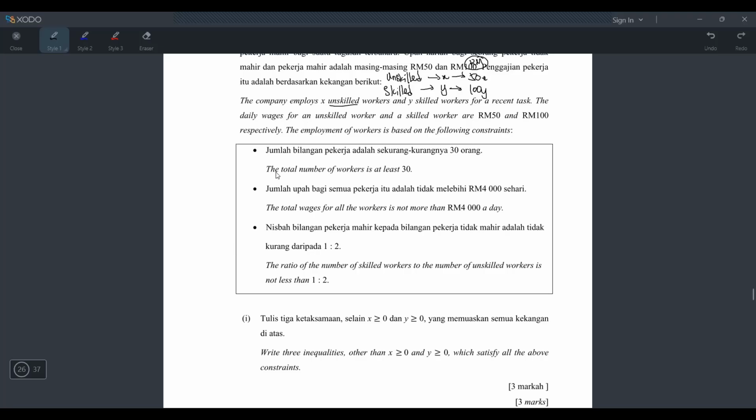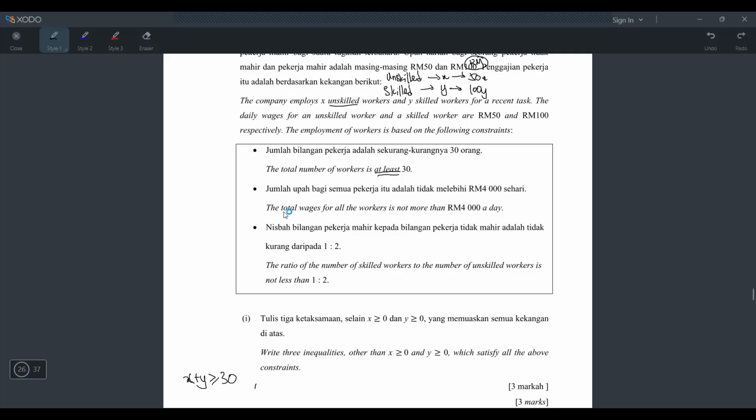So what is the first inequality? Total number of workers is at least 30. We are talking about number, not wages, so you take X plus Y, because X plus Y represents the number, or bilangan. So X plus Y is bigger than or equal to 30. At least, sekurang-kurangnya, means it cannot be less than 30. It has to be bigger or equal to. That's what it means.